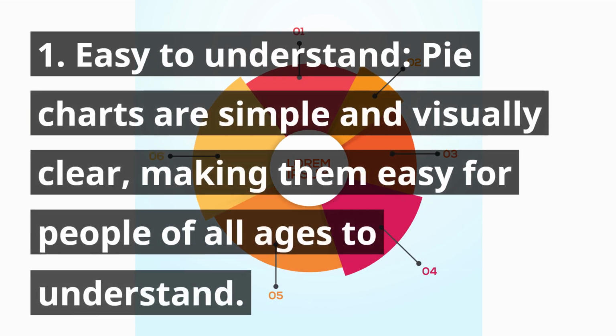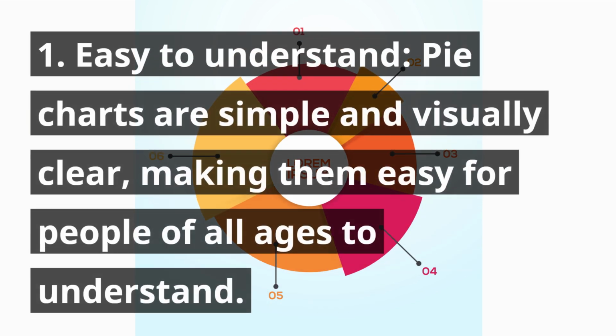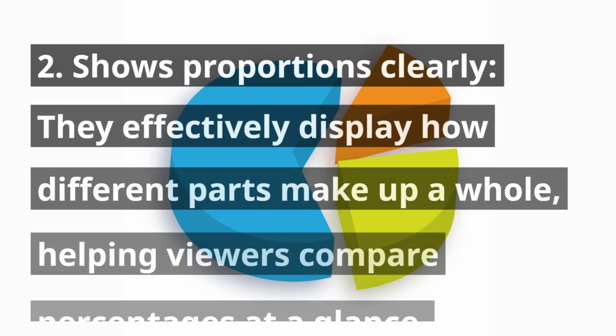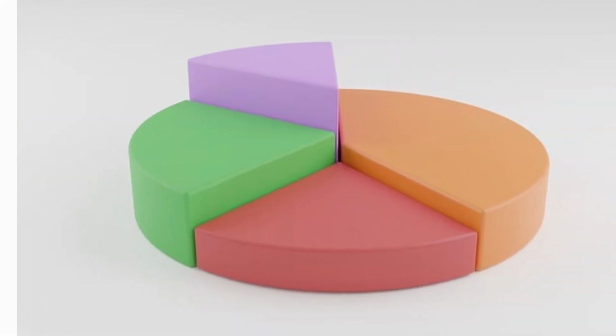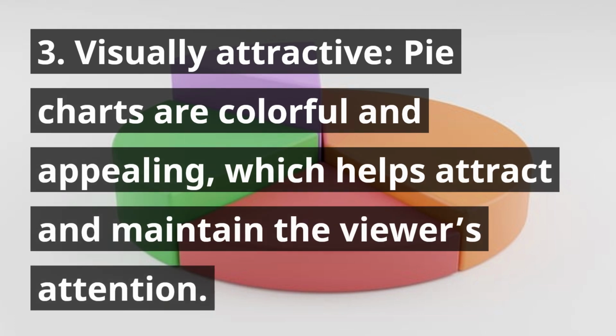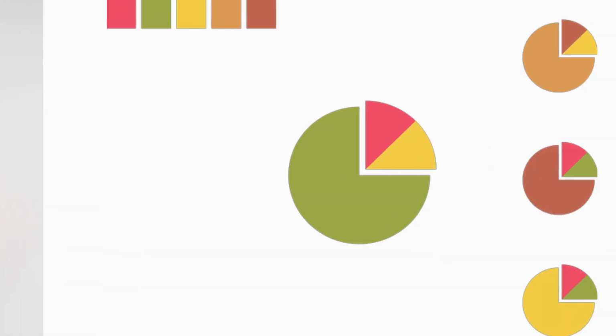1. Easy to understand. Pie charts are simple and visually clear, making them easy for people of all ages to understand. 2. Shows proportions clearly. They effectively display how different parts make up a whole, helping viewers compare percentages at a glance. 3. Visually attractive. Pie charts are colorful and appealing, which helps attract and maintain the viewer's attention.